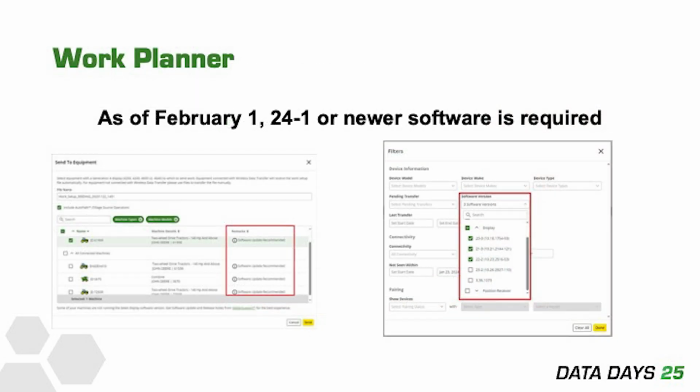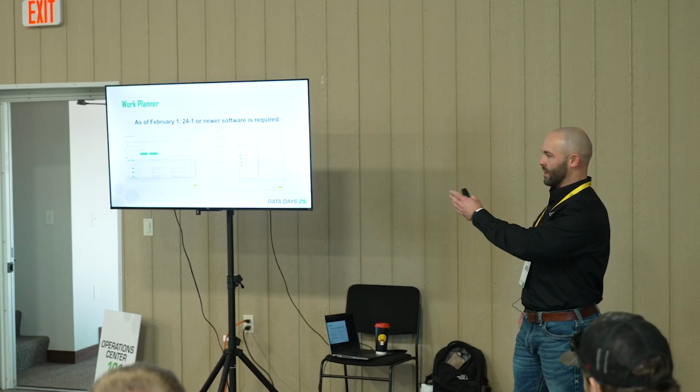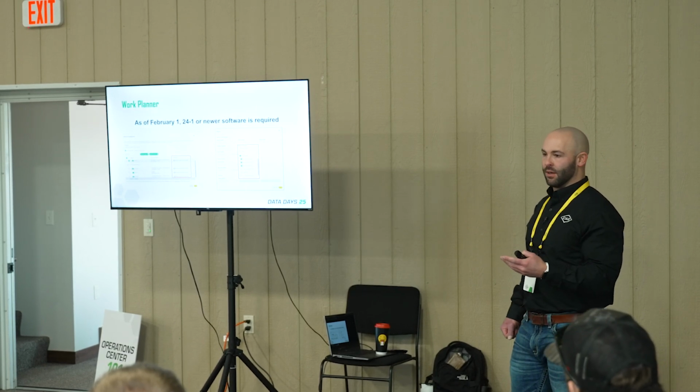Okay, moving on from boundaries to Work Planner. So the first call out here is that as of February 1, 24.1 or newer software is required for Work Planner to function with your Gen 4 or G5 displays. So if you're not on at least 24.1 for this upcoming spring and you want to use Work Planner with either one of those displays, it won't function until you get that update done.